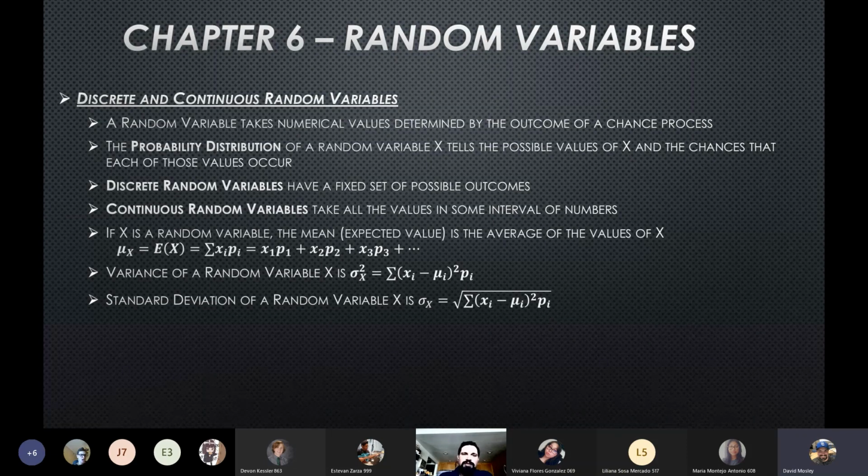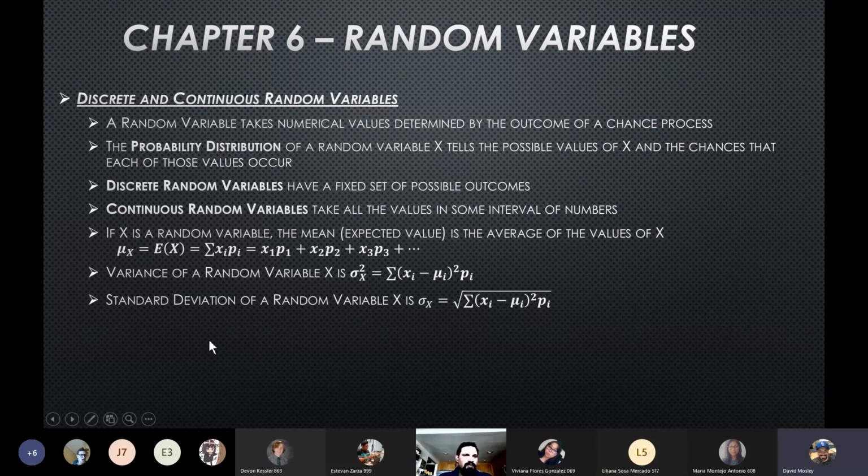Discrete random variables have a fixed set of possible outcomes, such as the example I just said. Continuous random variables take all the values in some interval of numbers. An example would be if x could take on any value between 0 and 1. There is an infinite number of values because for each value you give me, I can add something to it to get another value, right? That is still less than my endpoint. Right? And that's why it's continuous.